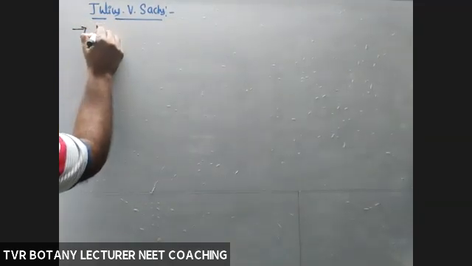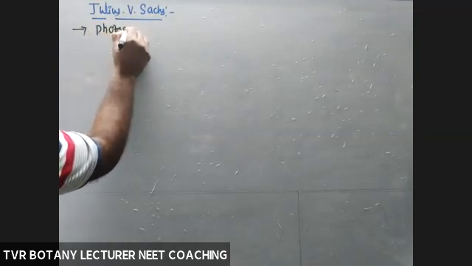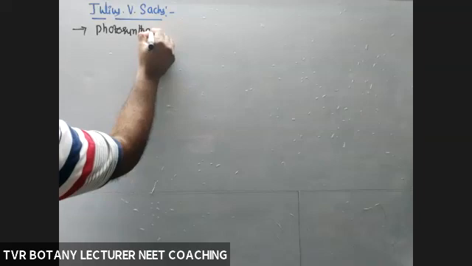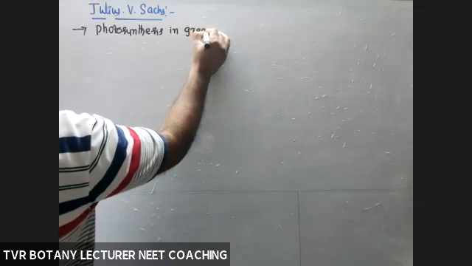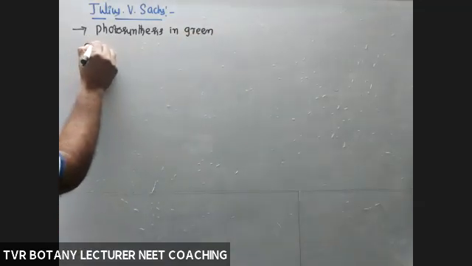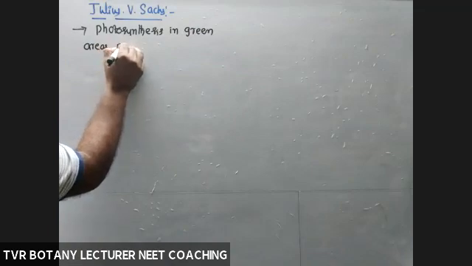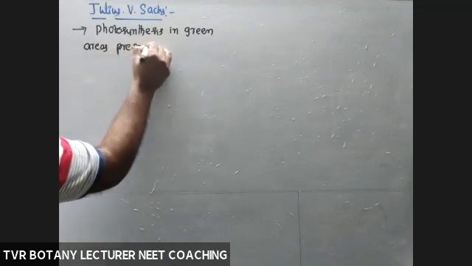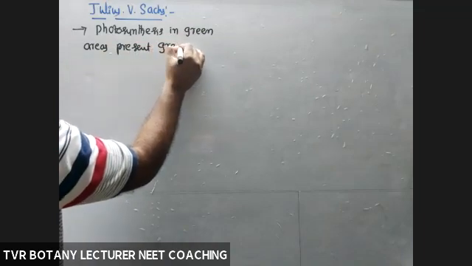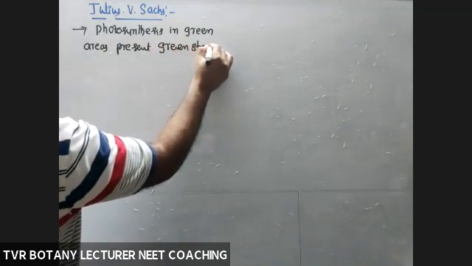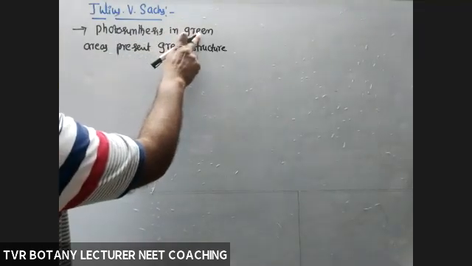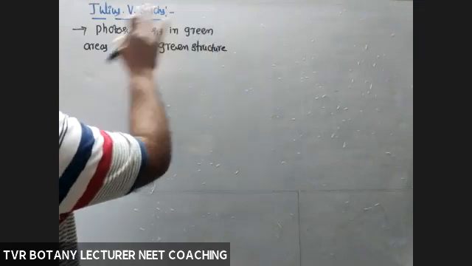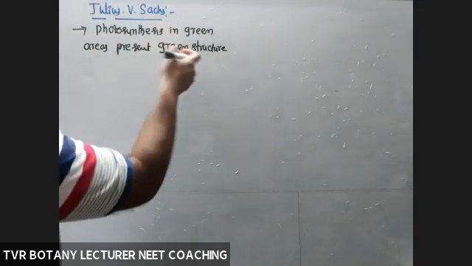They are able to perform photosynthesis in green areas. Green areas present in green structures was given. Nowadays, we are calling them first one chlorophyll, second one chloroplast. Green area where chlorophyll is present. According to Sachs, it was not chlorophyll. Green color present in green structure. What is that one? Chloroplast.